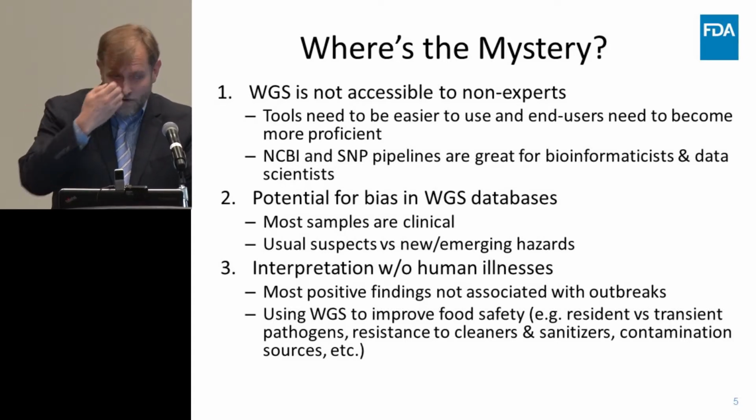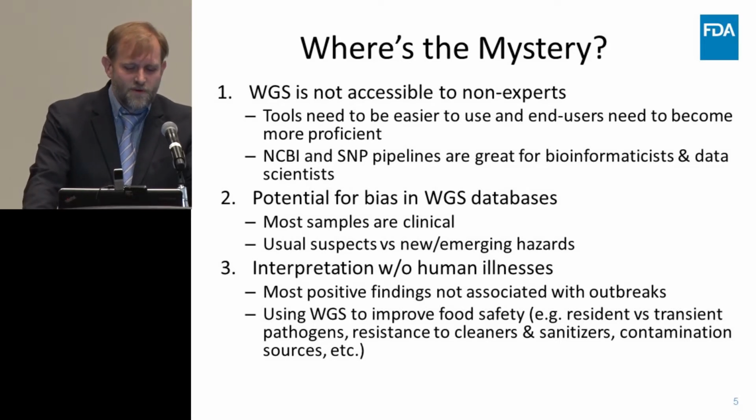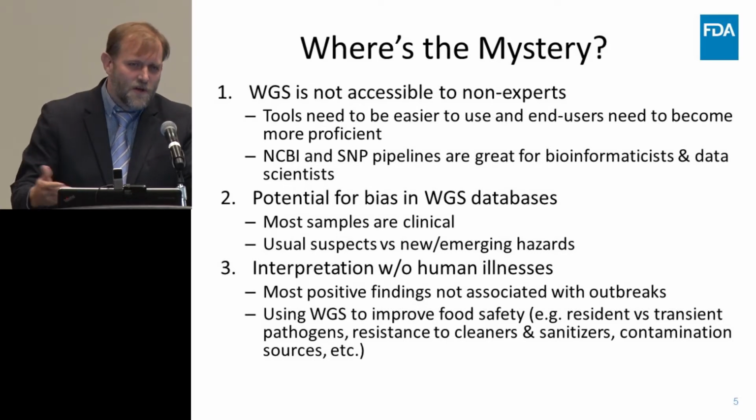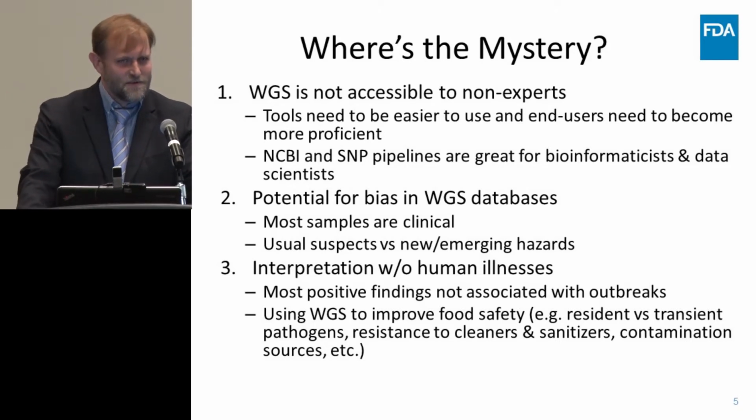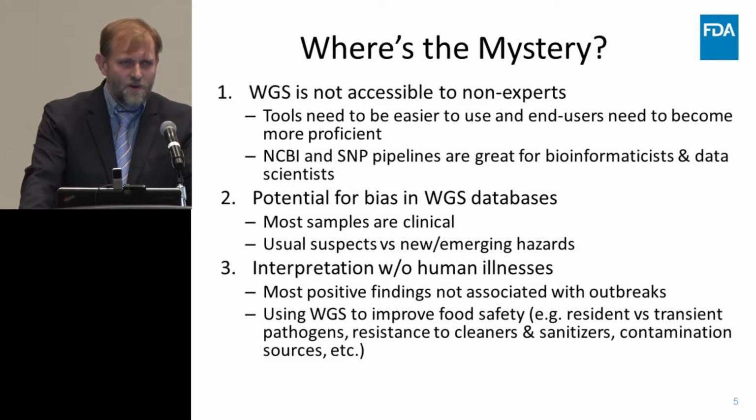I'll also agree, there certainly is bias or potential for bias in the existing databases. Most of the samples are going to be clinical or of animal origin. That limits what we can do in terms of, if we don't have a lot of isolates that didn't make somebody sick, then it's difficult to do the comparison studies and actually start to identify what determines pathogenicity or virulence and what those elements are.